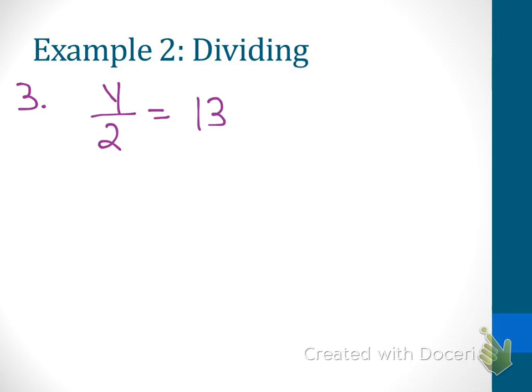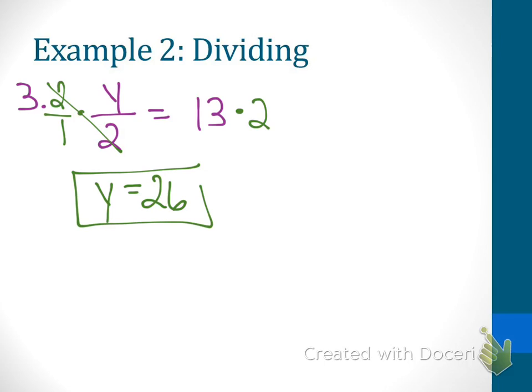What number is in my denominator? So multiply both sides by 2 over 1. Whatever you do to one side, do the same thing to the other. Y equals 26. Okay? Now let's look at number 4.